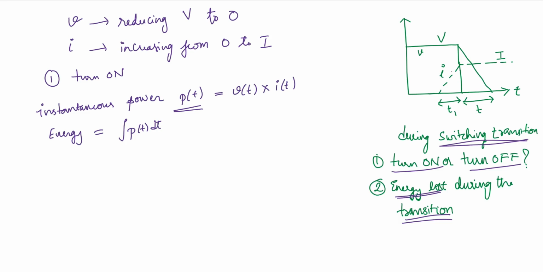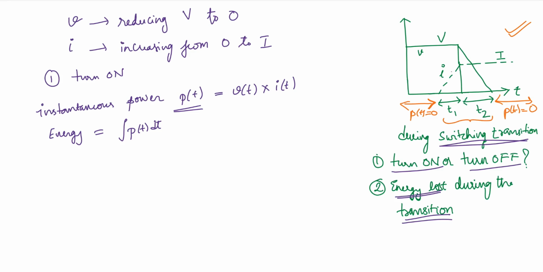Now from the switching transition we can see that before this time, the voltage is at a steady state value while the current is 0. So the instantaneous power at any time during this interval will be 0, right? And beyond this time, this is T2, the voltage is 0. So the instantaneous power at any time will be equal to 0. So we have to find the instantaneous power between this time interval.